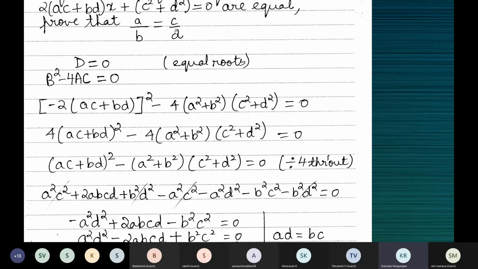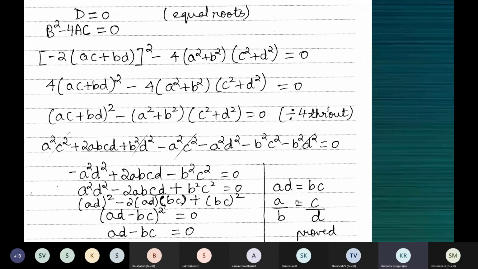Just write it in the form of a proportion. That's all. Because here ad is equal to bc, this can be written as a by b is equal to c by d. Proved. Here we change the signs throughout to suit the identity x square minus 2xy plus y squared.